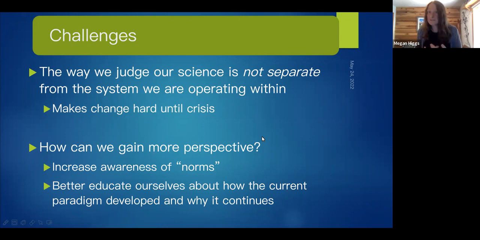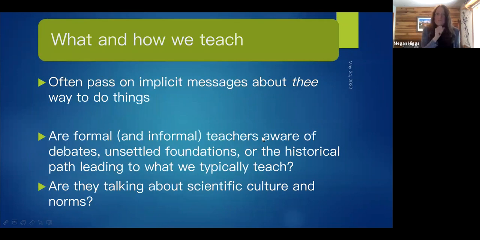I don't really know why it continues, but speculating on why it continues is really important. And then the how and what we teach is super, super important. So often, we pass on implicit messages that we don't intend to, that what we're teaching is the way to do things. Like there is no other way. This is just kind of how you do it.